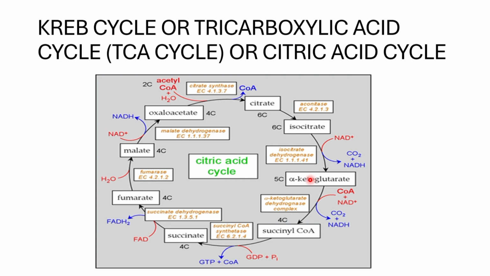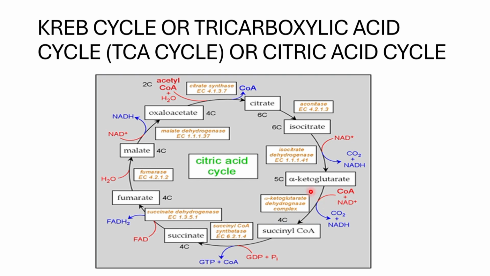So now we formed our 5 carbon compound, which we called alpha ketoglutarate. And this alpha ketoglutarate will also undergo a reduction reaction. So here what happened is a molecule is being added to the compound, and then carbon dioxide is removed from alpha ketoglutarate. So we form a 4 carbon compound here, that we called succinyl-CoA.